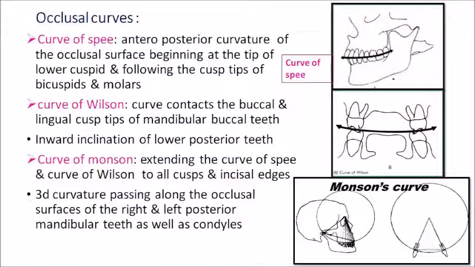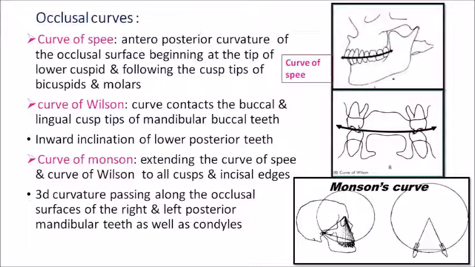The curve of Spee is an anteroposterior curvature of the occlusal surface, which begins at the tip of the lower cuspid, that is the lower canine, and follows the cusp tips of your bicuspids and molars. Also note, as we saw when discussing Andrews' 6 keys, that in an ideal occlusion, the curve of Spee is considered to be at a depth of 1.5 millimeters.